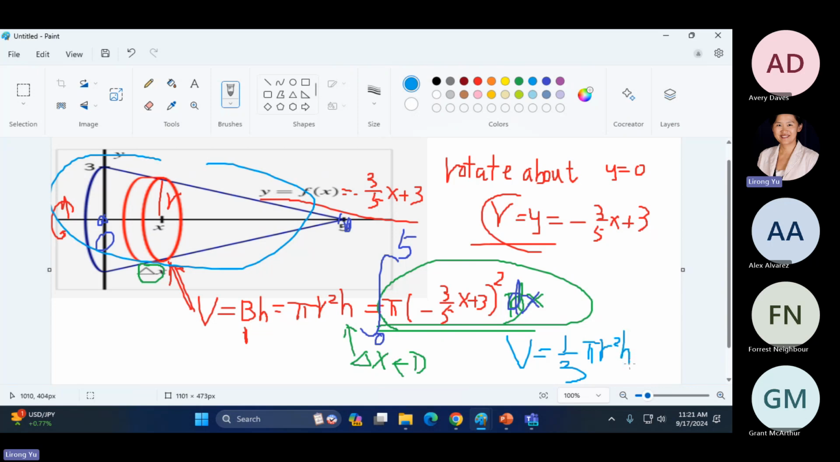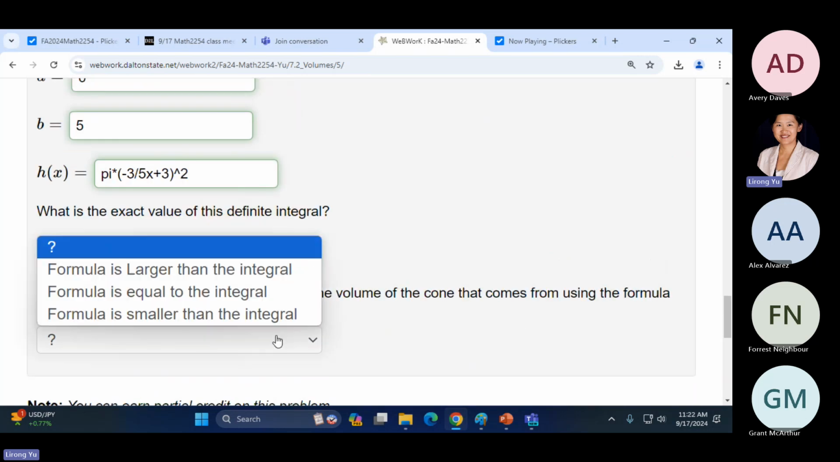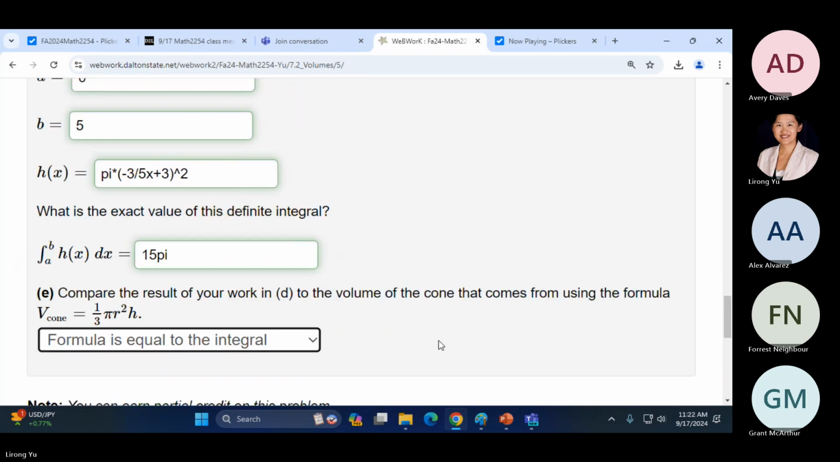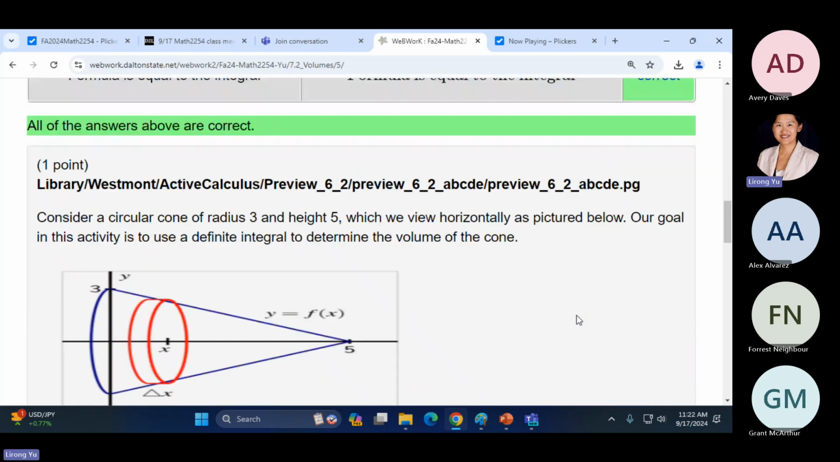times the height. In our case, r is 3, so that's 1/3 pi times r squared, which is 9, and then times the height, which is 5. Then the 3 cancels the 3, and that's also 15 pi. So the formula that you had in geometry will produce the same result as we have in calculus. So this is the answer to the last part.